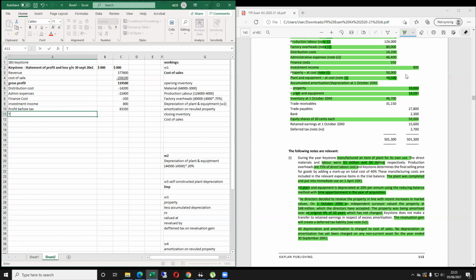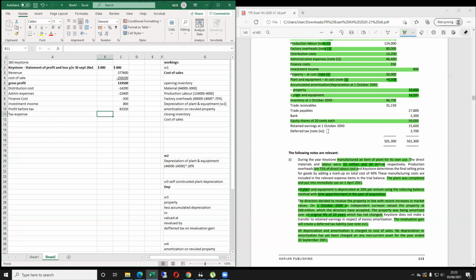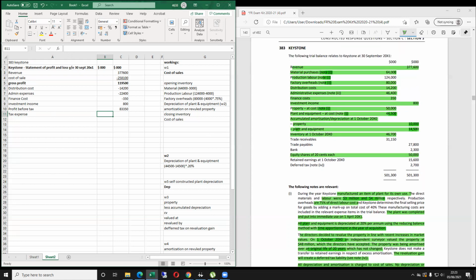So we'll do the tax here, tax expense for the year. We need to know this, but see this deferred tax. We will calculate deferred tax and everything. So tax, and after this we will have profit after tax. We will get profit after tax, and the remaining we'll see.